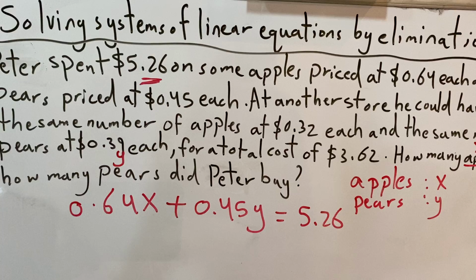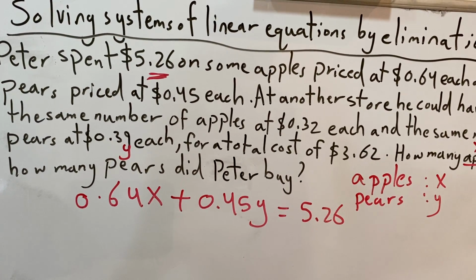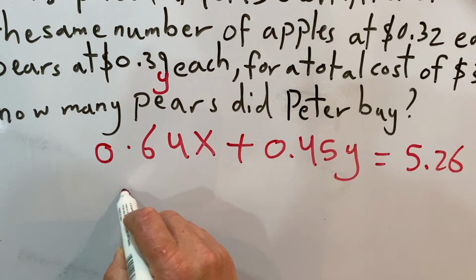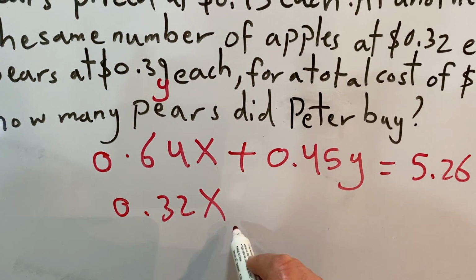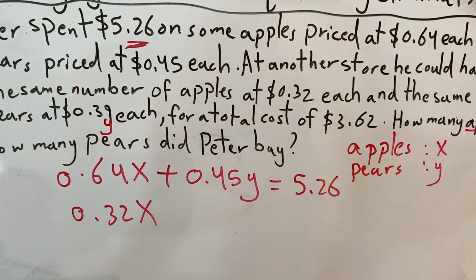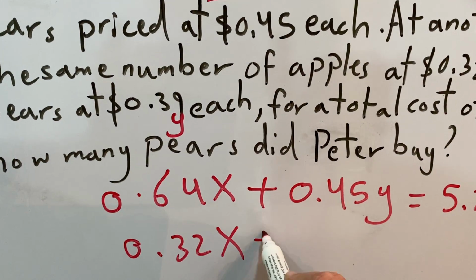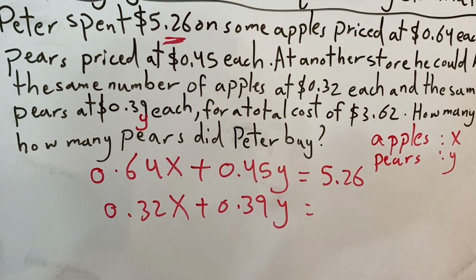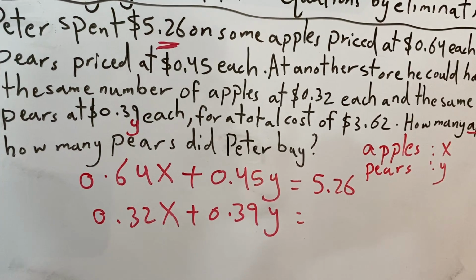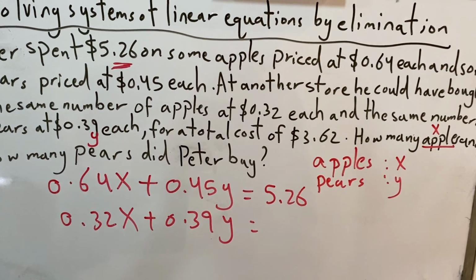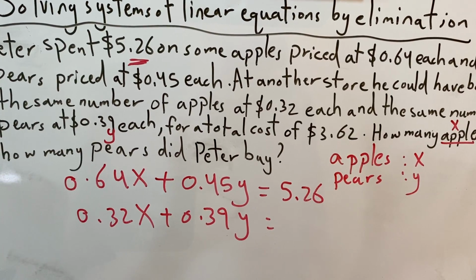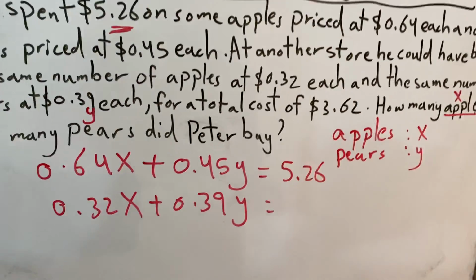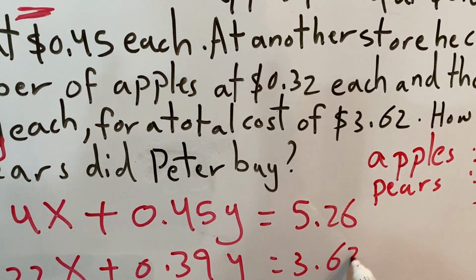Then he went to another store, and he could buy the same number of apples at 0.32. So in the second one, he bought with 0.32x, because this is for apples, plus the pears at 0.39, so 0.39y, equals the total amount that he paid. He said here that he bought this amount of apples and pears for a total cost of 3.62. So I will write 3.62.